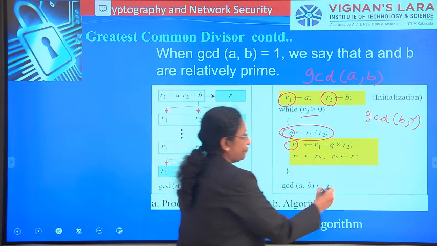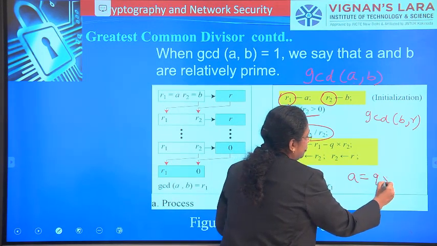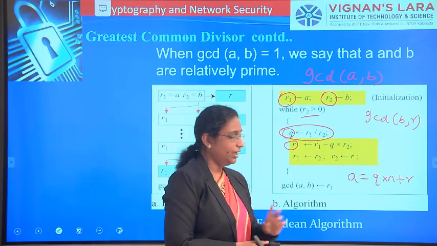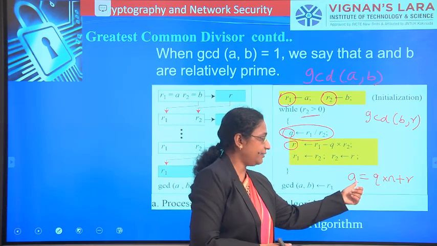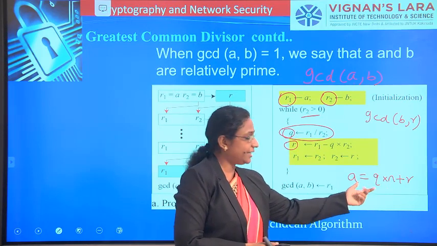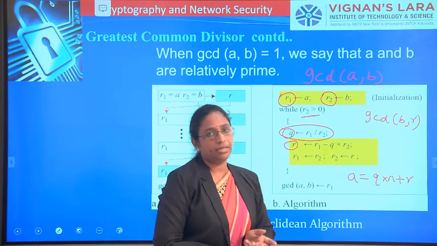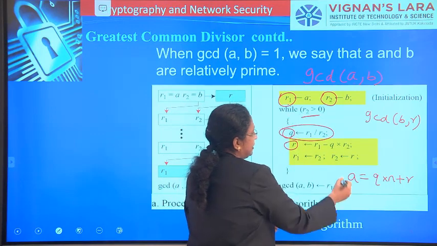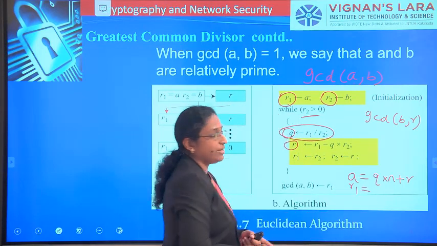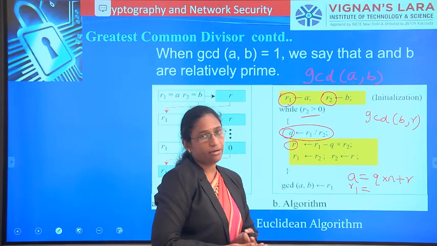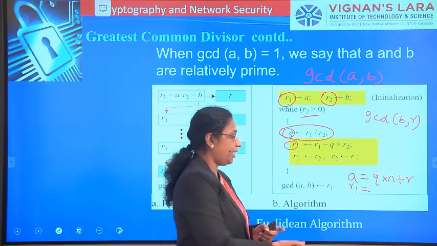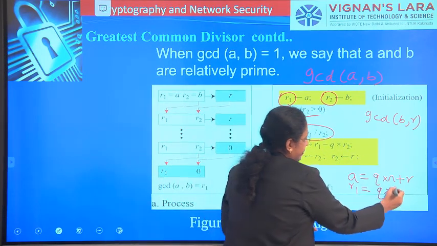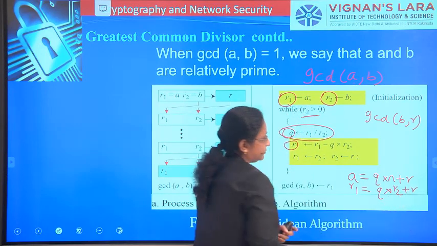Where it is of the form A equal to Q into N plus R. We have already studied this statement for divisibility, where there are two integers A and another integer N, so it can be written in the relation A equal to Q into N plus R. Here A is your R1, Q is the quotient that we have got by dividing R1 by R2, and N is R2, plus R.